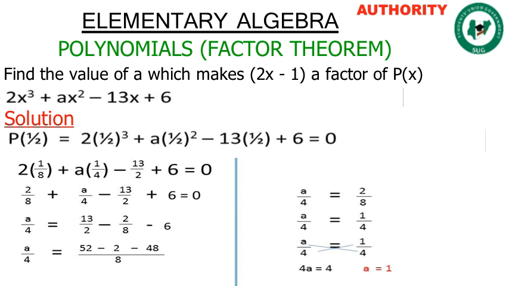So the value for a that will make our function p of x, 2x cubed plus ax squared minus 13x plus 6, divisible by 2x minus 1 is equal to what? Our value for a is equal to 1.